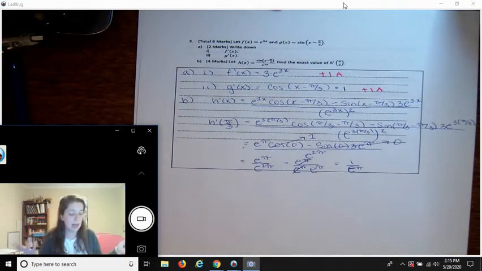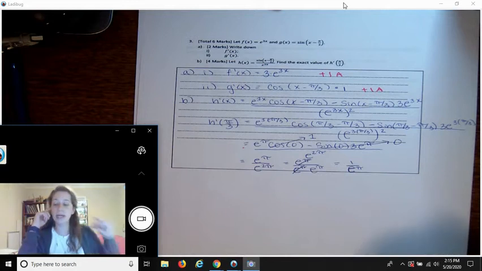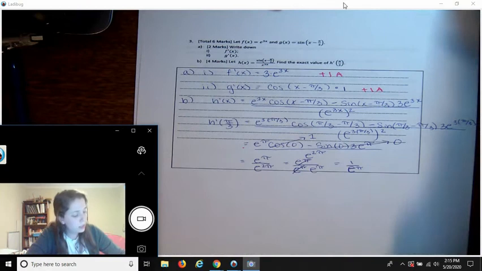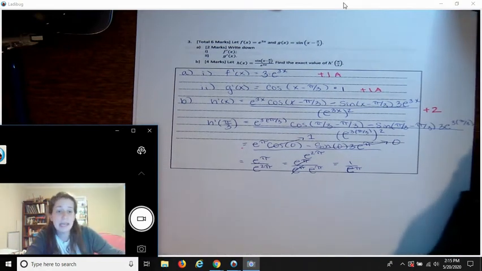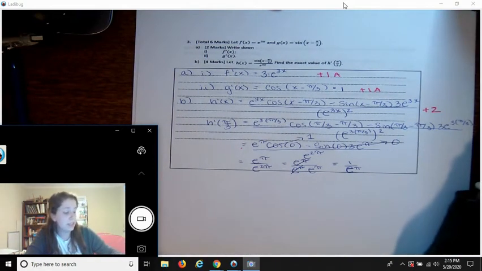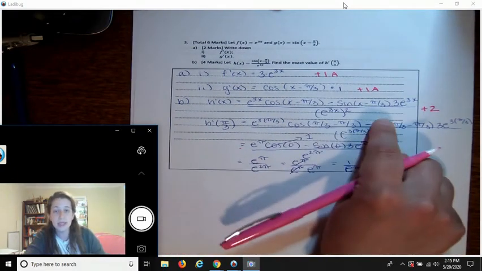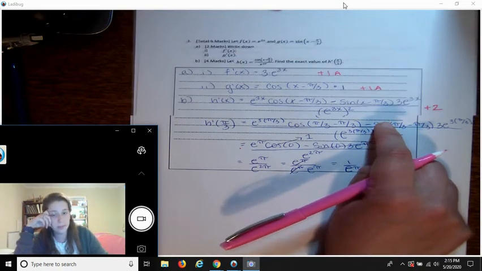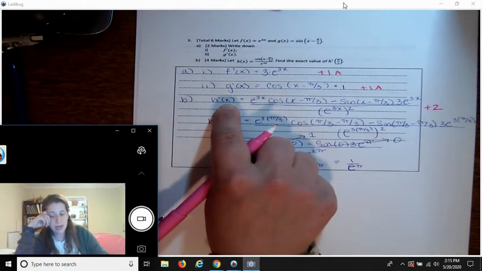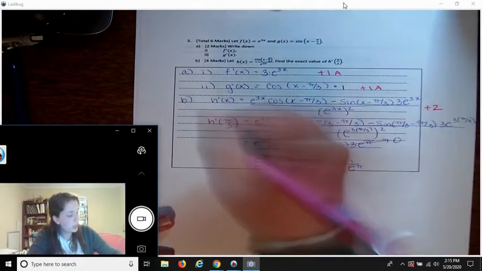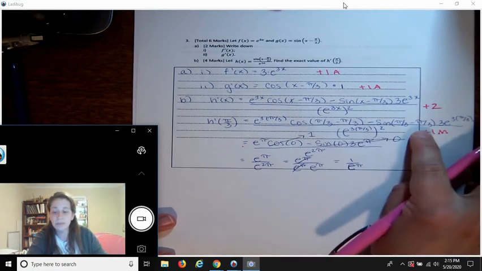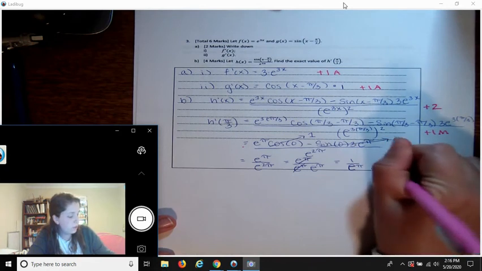So for grading that piece, you get 2 points for taking the correct derivative. This setup has to be correct, and it doesn't have to be simplified, but you have to take the correct derivative in terms of x. Then you get 1 method mark for subbing in pi over 3 everywhere, and then you get 1 mark for your final answer.